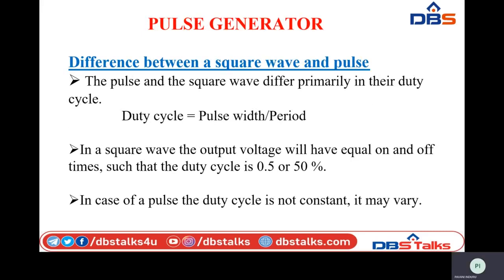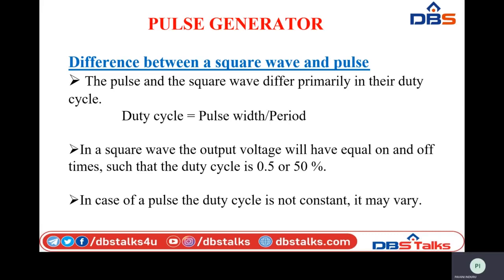Now let us discuss the pulse generator. Here we need to know first what the difference is between a square wave and a pulse, because both look the same, but there is a major variation between these two signals. That difference lies in the duty cycle. The duty cycle is nothing but the ratio of pulse width and the pulse period. Whenever the pulse width is divided by the pulse period, it is the duty cycle.